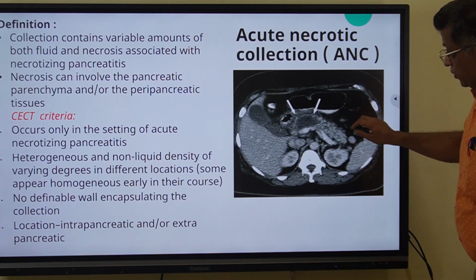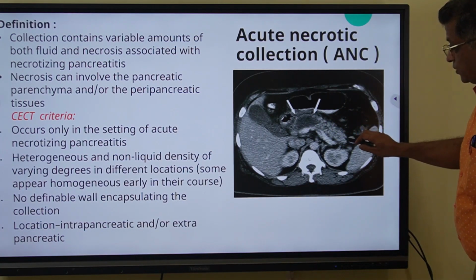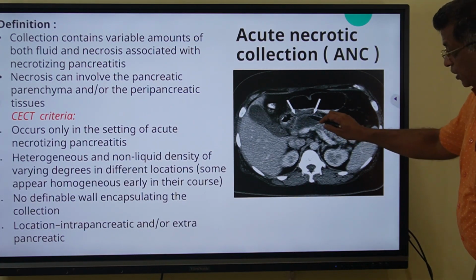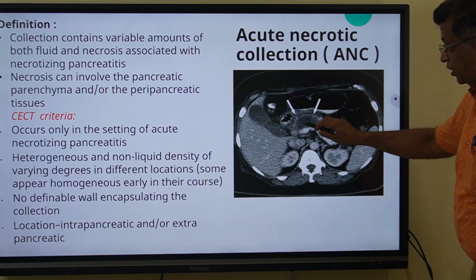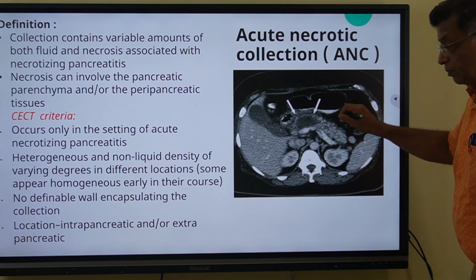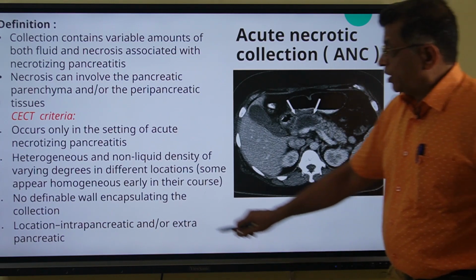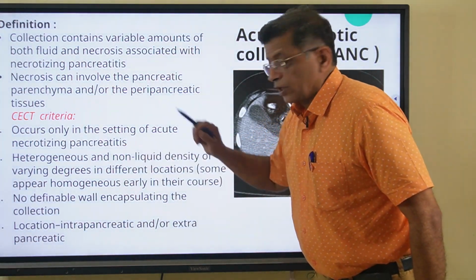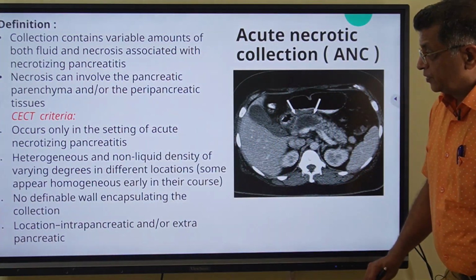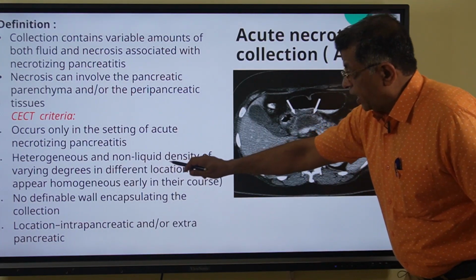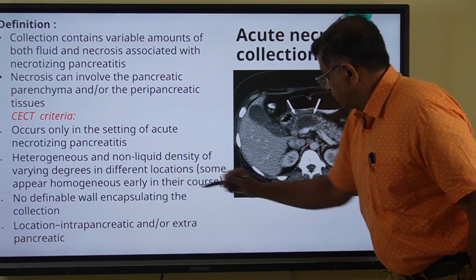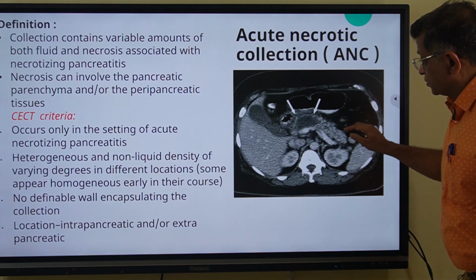See here, the pancreas is not properly enhancing; the whole of the pancreas is not enhancing. You can see a radiolucent or darkish area, that is the necrotic area within the pancreas, and it occurs only in the setting of acute necrotizing pancreatitis. It is heterogeneous, with non-liquid density of varying degrees. So you can see varying degrees.